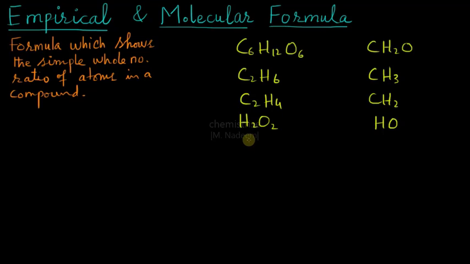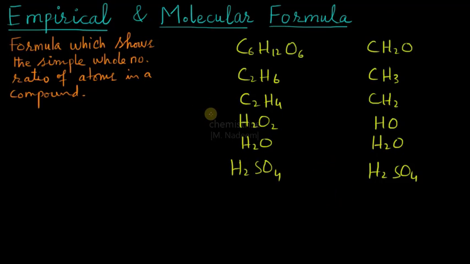But there are compounds in which the simple whole number ratio is not possible. For example, water. The molecular formula of water is H2O. The empirical formula will also be the same, H2O, because there is no simple ratio possible. Then let's say we have a compound H2SO4. This is the molecular formula, but there is no simple ratio possible, so the same will be the empirical formula.